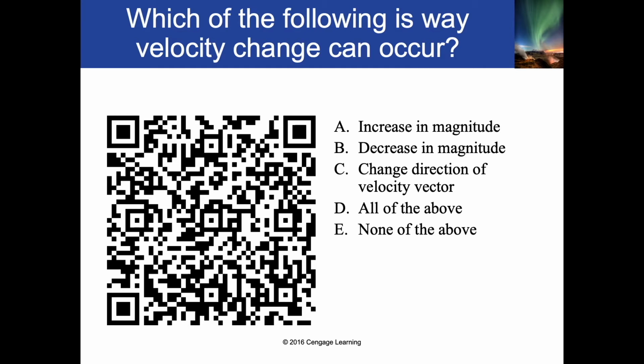Which of the following is a way velocity change can occur? Go and scan that stuff. If you can't get into it, I suppose you can just write it down on a piece of paper, because this is your attendance, and they're really hounding me about attendance today for some reason.